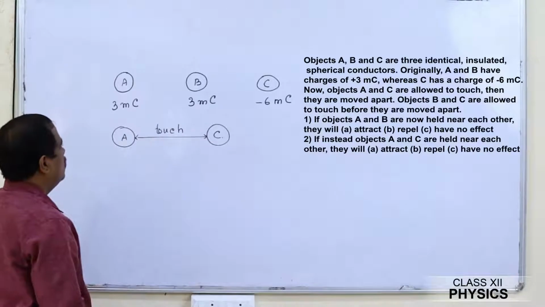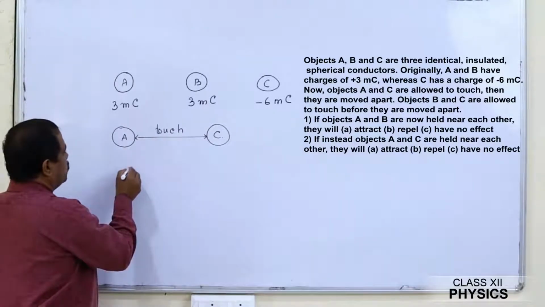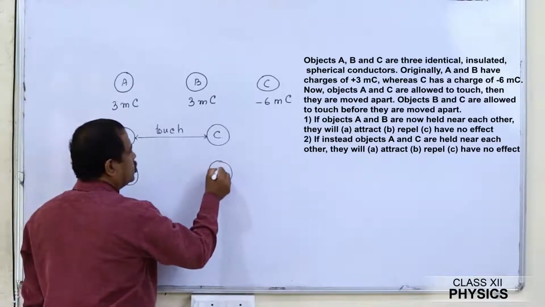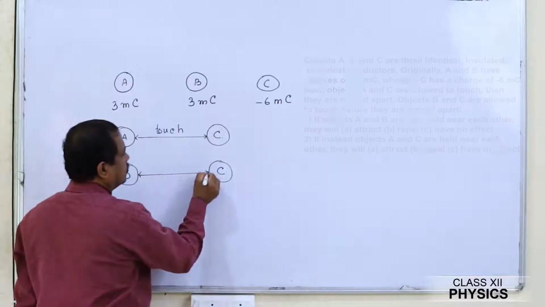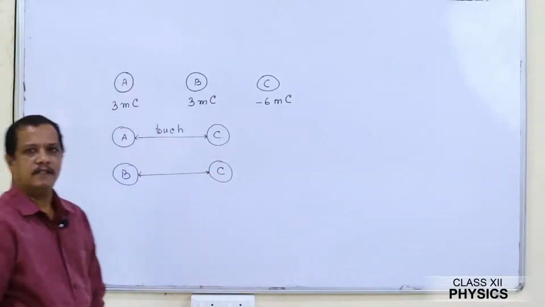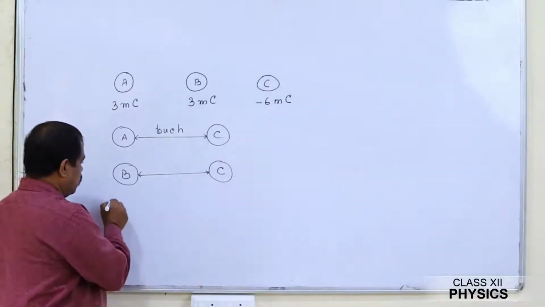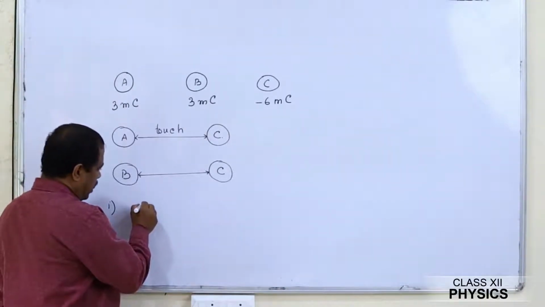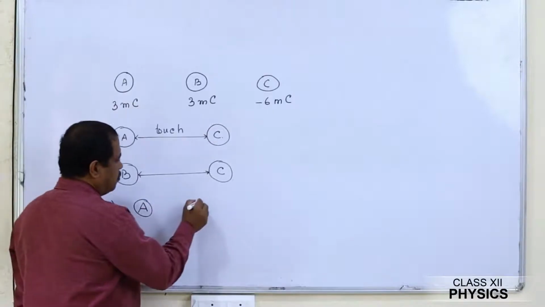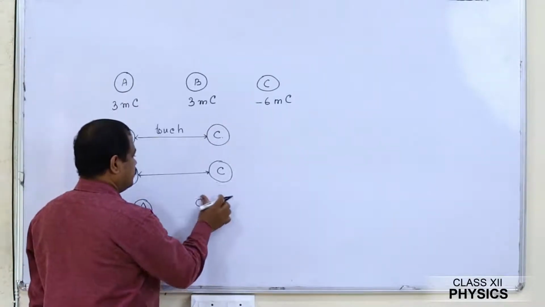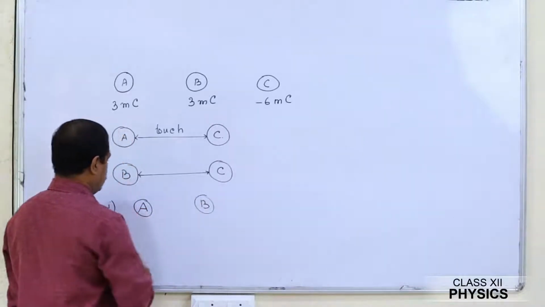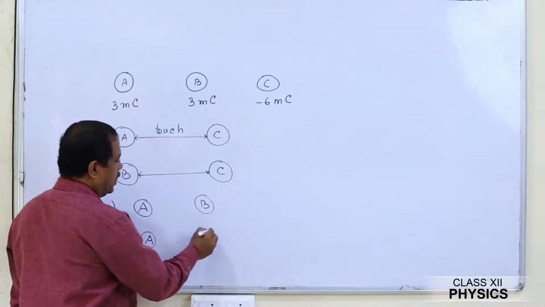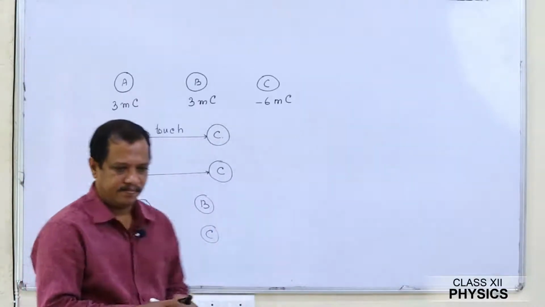The next chance, what I am going to have is, I am going to take body B and body B will now touch with body C. The first question is, what will be the nature of force if I have body A and body B held together? And the second problem is, what will happen if I keep body A and body C held together?